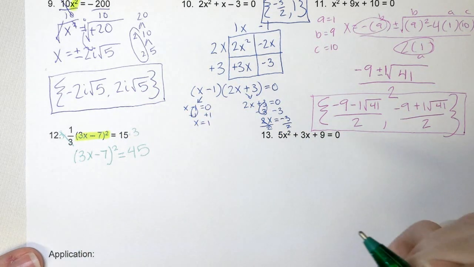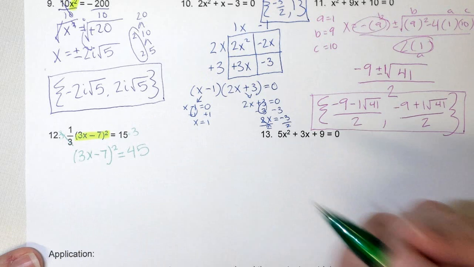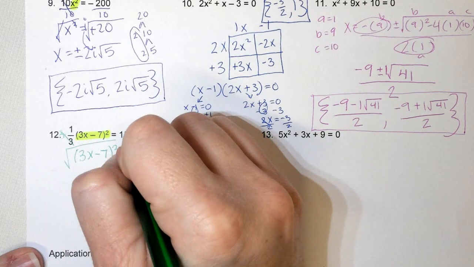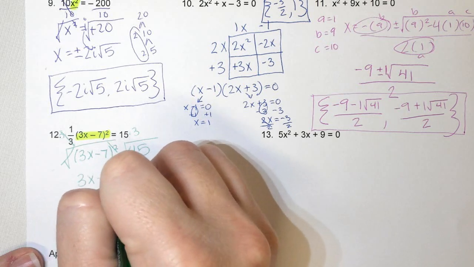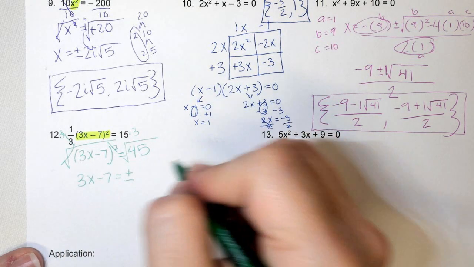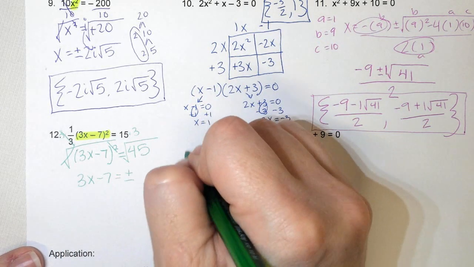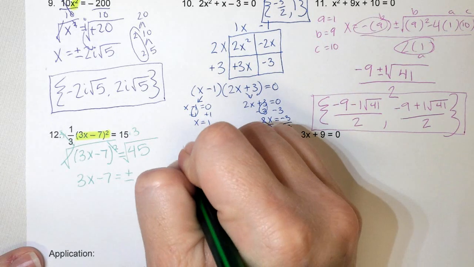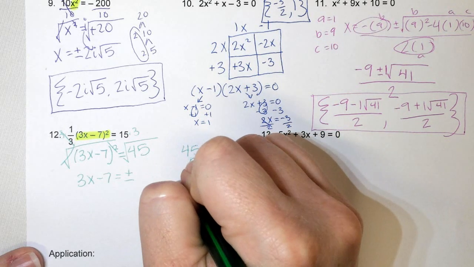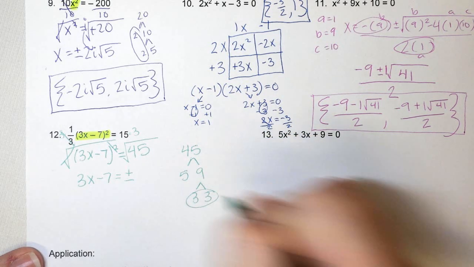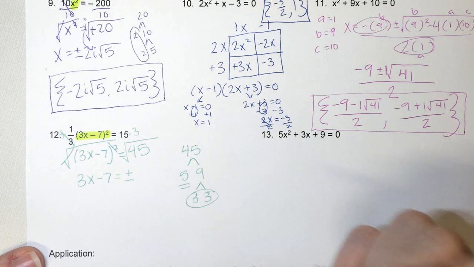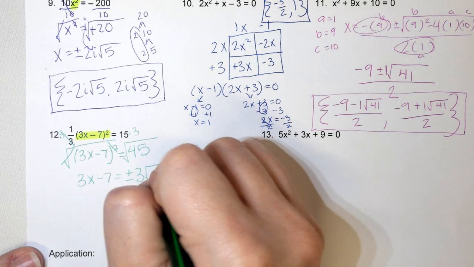And now we can square root both sides because we have what's squared alone. So square root, we get 3x minus 7 equals, don't forget your positive and negative, and 45 is not a perfect square, so we have to break it down. So 45, 5 and 9, and then 3 and 3. So 3 matches, 5 does not. So we have 3 root 5.